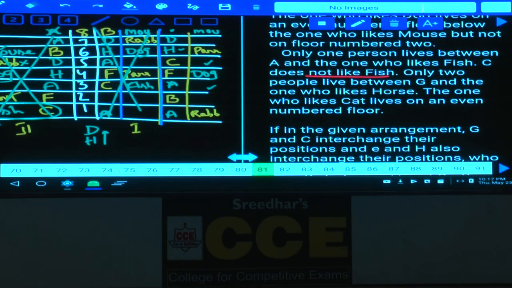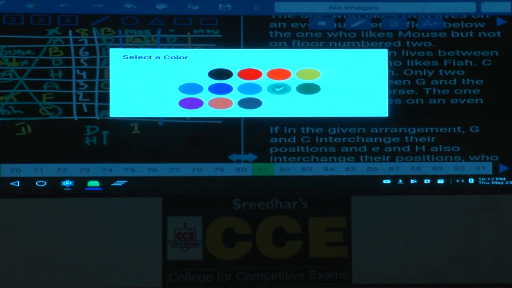As C does not like fish, and fish cannot be on the 5th floor, this fish must be on the 3rd floor. Done? If fish is on the 3rd floor, then A must be on the 1st floor. Done with this? A is on the 1st floor.